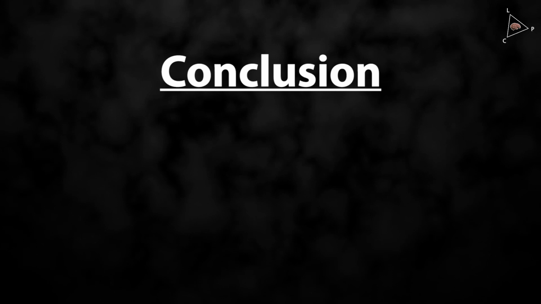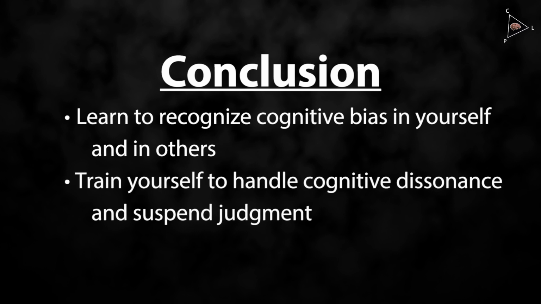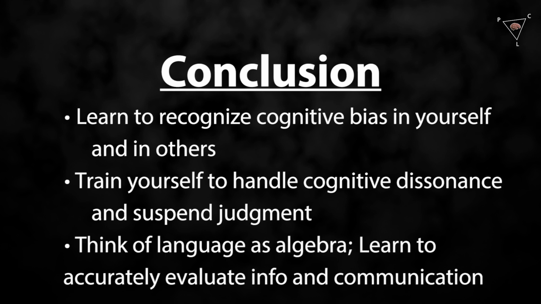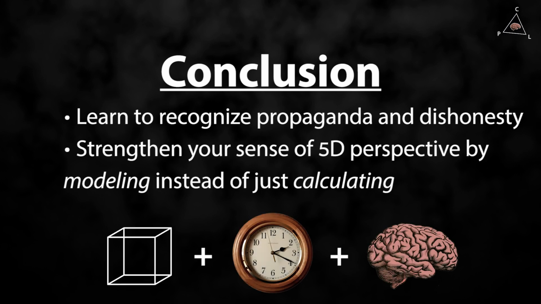So, how should this understanding be implemented? Learn to recognize actual and potential cognitive bias in yourself and in others while training yourself to handle cognitive dissonance and suspend judgment. Learn to understand language as math or algebra. Learn to break statements and pieces of information down into their core components to ascertain what they do and do not mean. Learn to recognize deceptive propaganda techniques to prevent yourself from falling for them and to identify dishonesty in other people. Strengthen your sense of perspective by learning to model instead of just calculating.